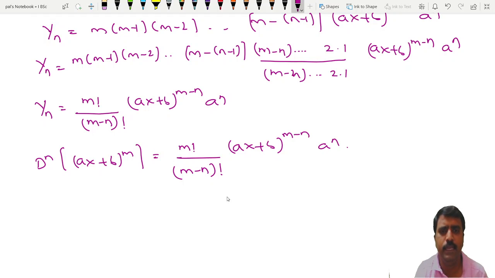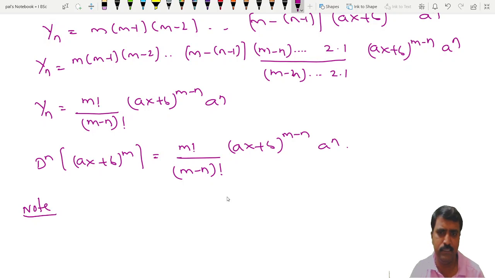So this holds when m is greater than n. When n is greater than m, it becomes 0. So if m is equal to n, then what happens if m is equal to n? Let us see that.